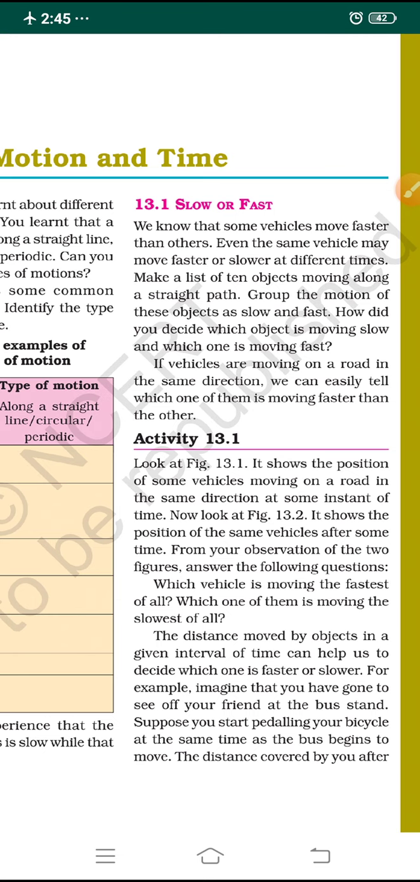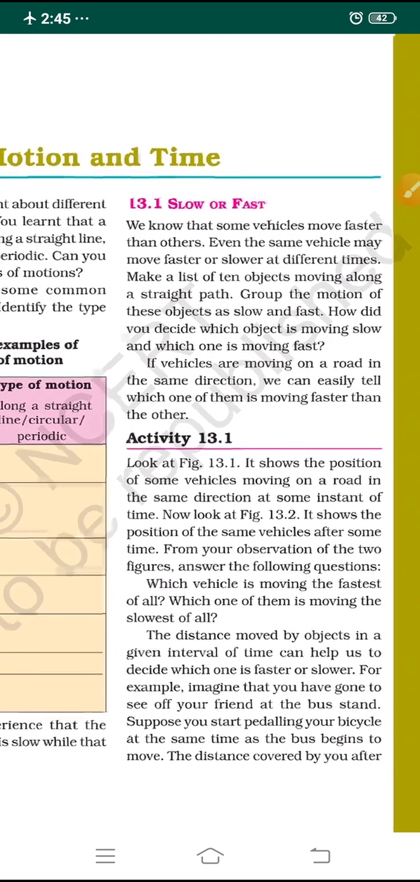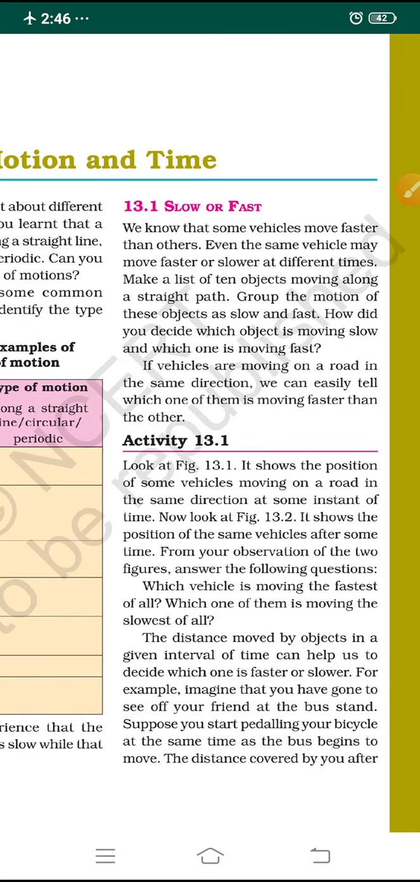We have to make a list of objects moving along a straight line and group their motion as slow or fast. How do we decide which object is moving faster and which is moving slower? Something is needed to identify this. If vehicles are moving on a road in the same direction, we can easily tell which one of them is moving faster than the other.